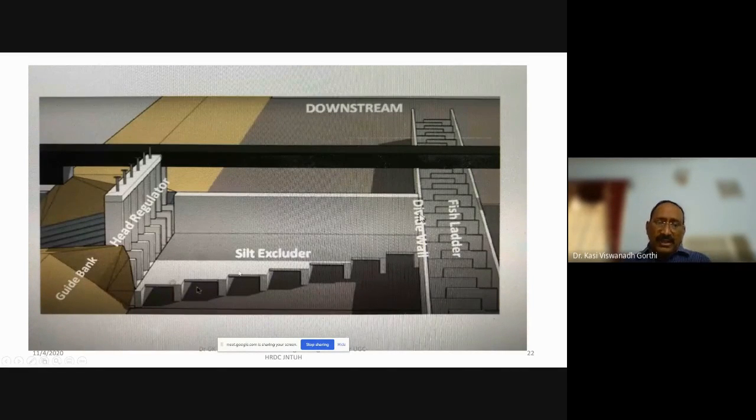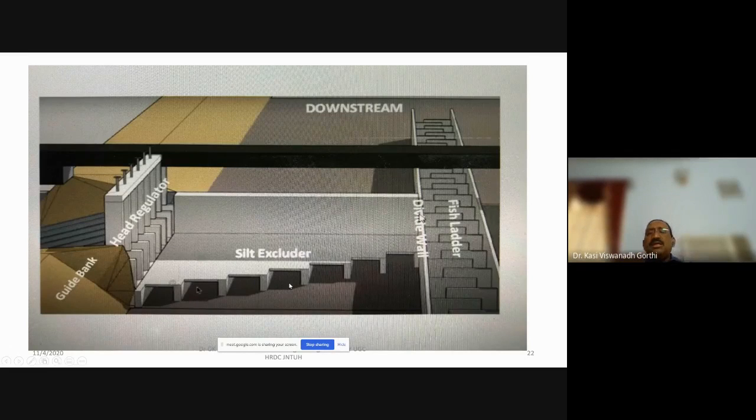When the water is flowing in this direction, because this is the weir wall, the divide wall and fish ladder and the weir continuation. So these are the under sluice portion of the weir wall. When the water is flowing here, the top layer, which is relatively clear, is allowed to flow over the top of the tunnel and enters into this head regulator. The bottom layer, which is having more silt content, is not allowed to flow here, but it is allowed to flow only through these tunnels.